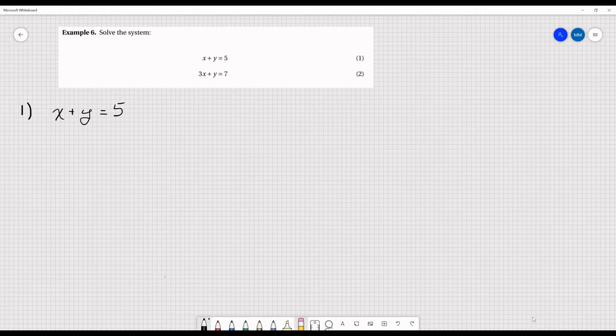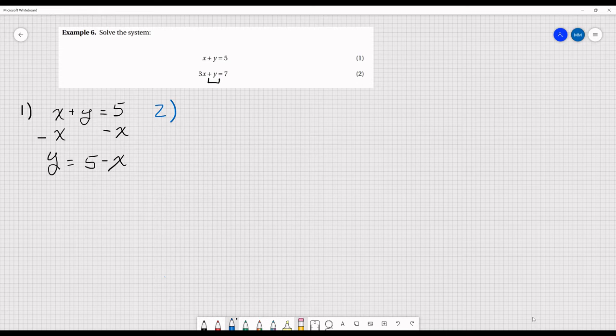I'm going to choose y because I notice in equation 2, the coefficient here is also a 1, which means I won't need to worry about distributing any multiplication. So to solve this thing for y, that means I want to put it as y equals. I'll just subtract x from both sides. And that's it for step 1.